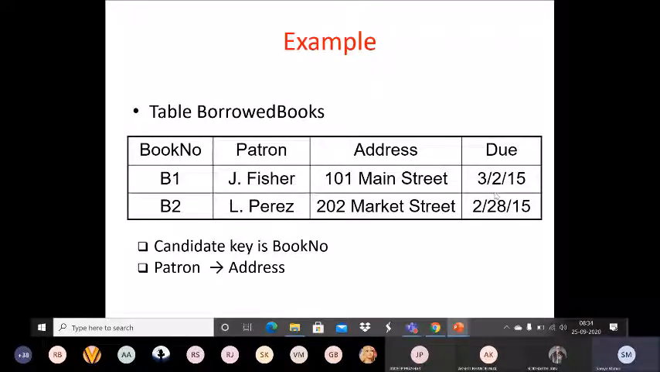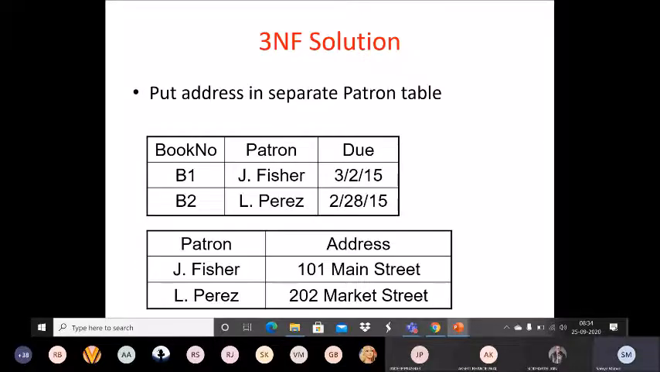No other dependency exists, right? So what will we do? We will put address in a separate patron table. This is the only solution, because address is depending on patron and we have to make it a different table.